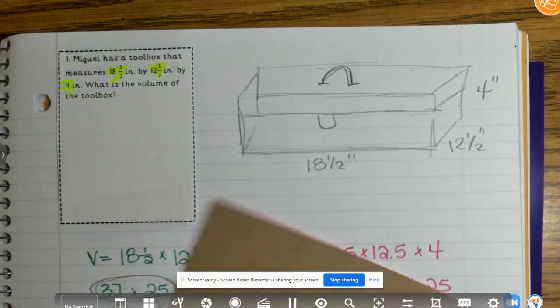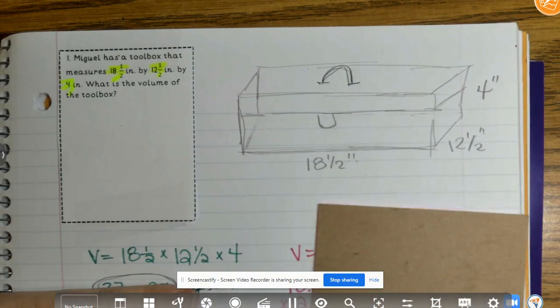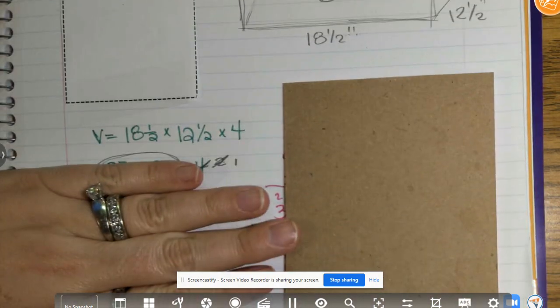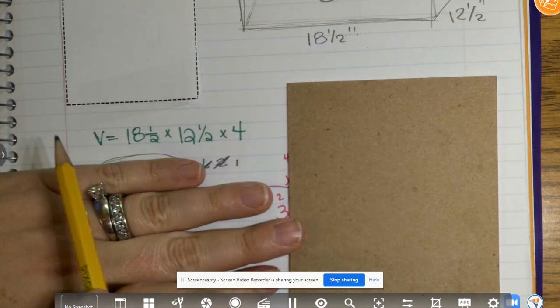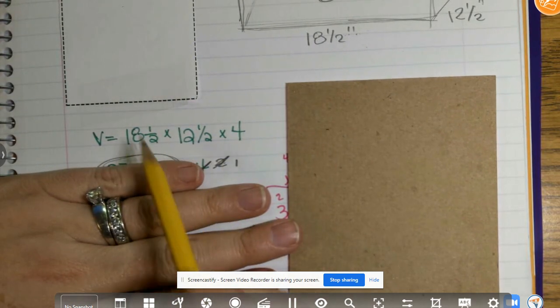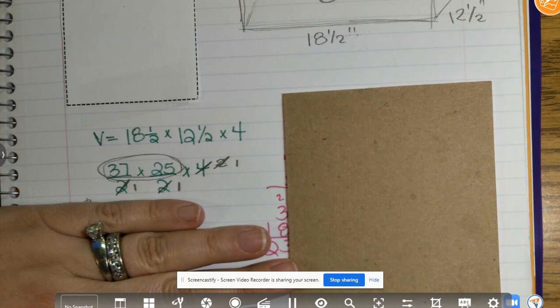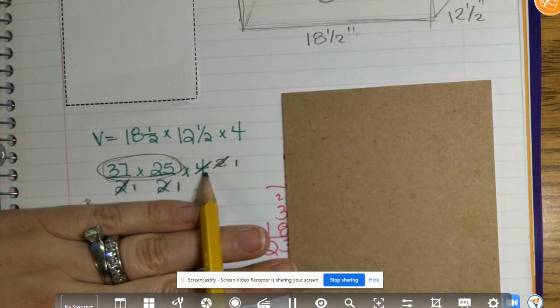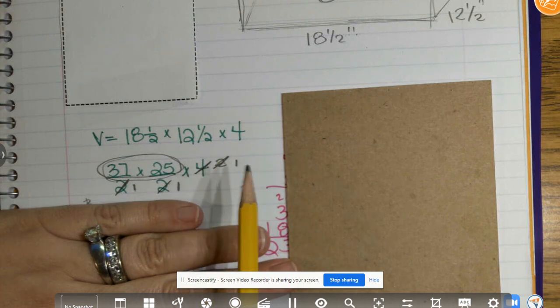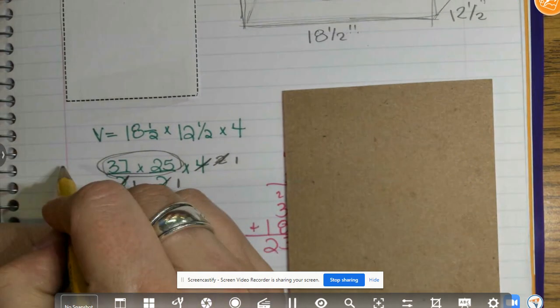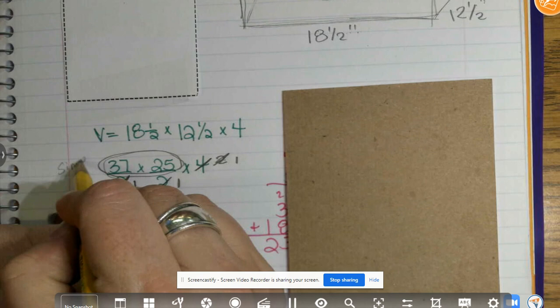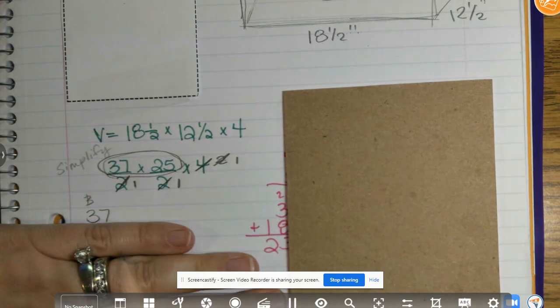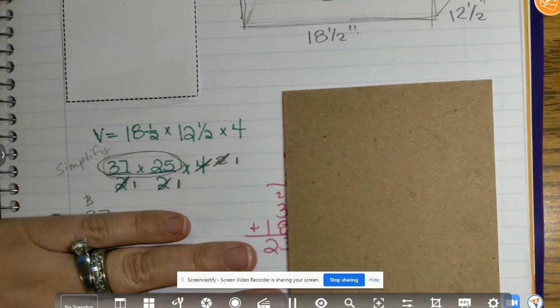So here in the green, I showed you just with making it as a fraction. So then I made these fractions into mixed numbers. So I have 37 over 2 times 25 over 2 times 4. Then I simplified it. Okay, so this shows me I'm simplifying, simplifying to get some easier numbers to work with.